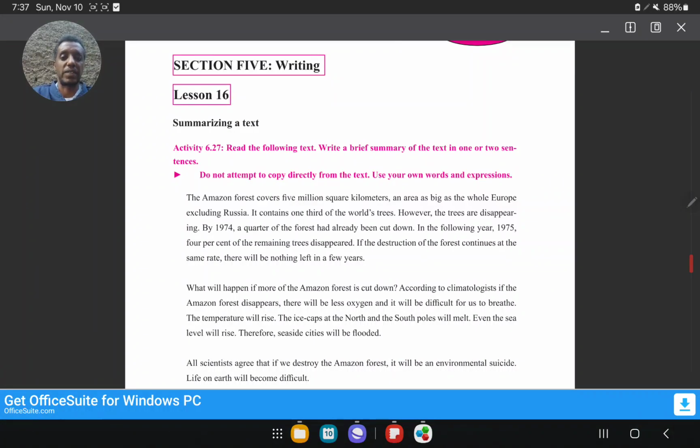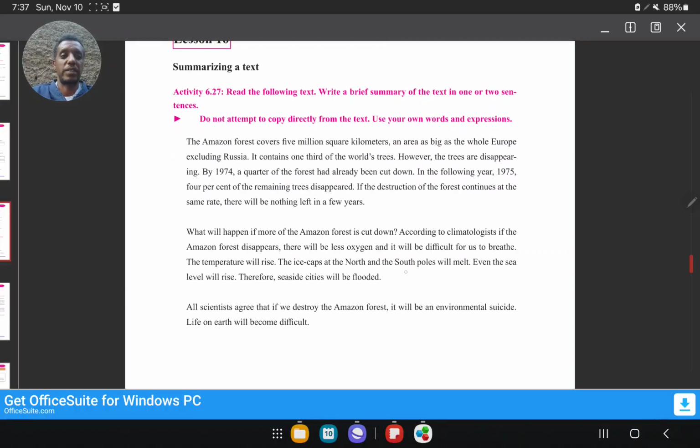Section 5, writing: summarizing a text. Activity 6.27: read the following text and write a brief summary of the text in one or two sentences. Don't attempt to copy directly from the text; use your own words and expressions, students.